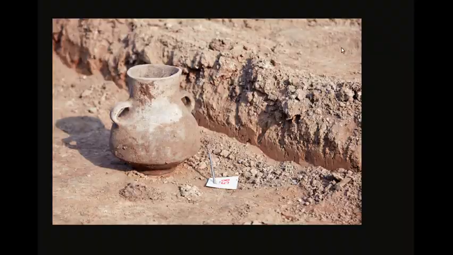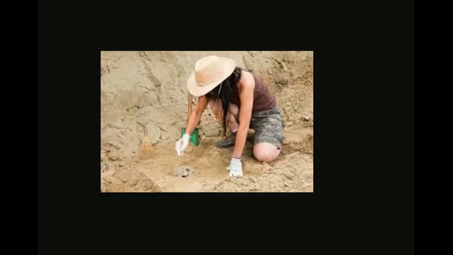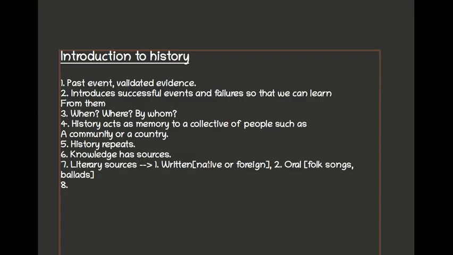So here is a picture of a pot or a utensil that has been excavated from an archaeological site. Observe that as soon as something is unearthed, there is detailed documentation of the thing that has been discovered. Let me show you a picture of an archaeologist. So this is an archaeologist. Keep in mind that archaeology needs to be very delicate because we do not want to damage anything that we are finding. So this is an image of an archaeologist uncovering some remains. So we found out about the archaeological sources.